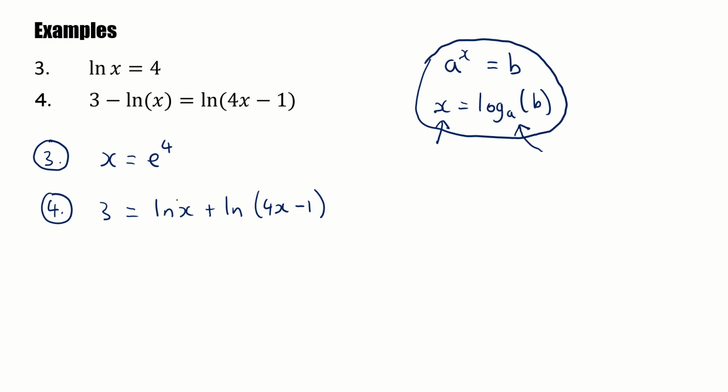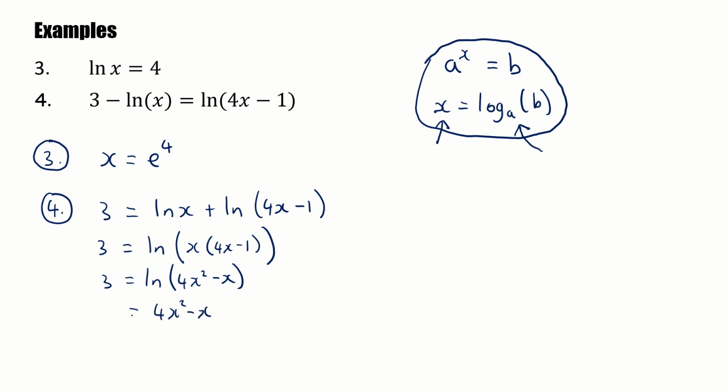We could then use log laws to combine the logs into a single log, and to do that you end up multiplying the two things inside the logs. So you end up with x lots of 4x minus 1 if we make good use of enough brackets. That does of course just simplify to ln of 4x squared minus x, and then we can get rid of the log using the same rearrangement we had before, which would tell us that 4x squared minus x equals e to the power of 3.